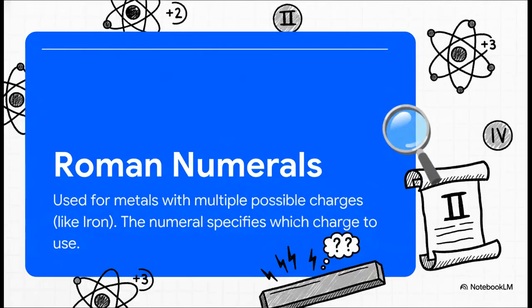Now, there's just one tiny little wrinkle for some metals. Guys like iron can have a couple of different electrical charges. So to make sure everyone's on the same page, chemists just pop a Roman numeral in the name. It's not there to make it harder, it's actually there to make things extra clear.